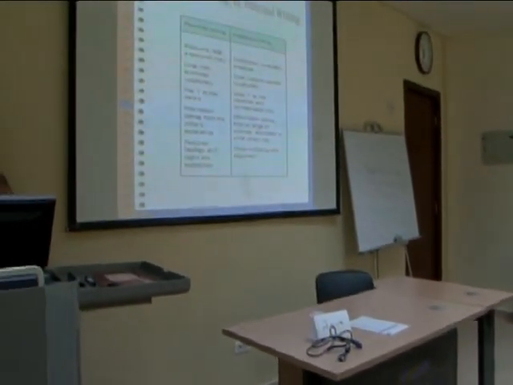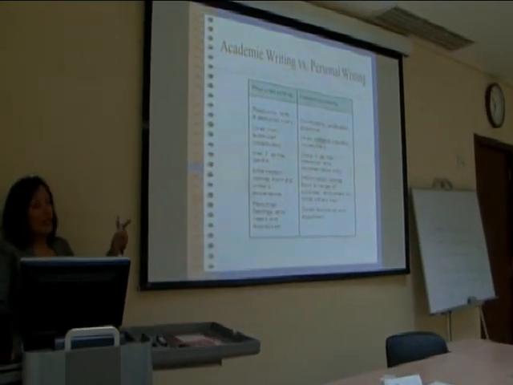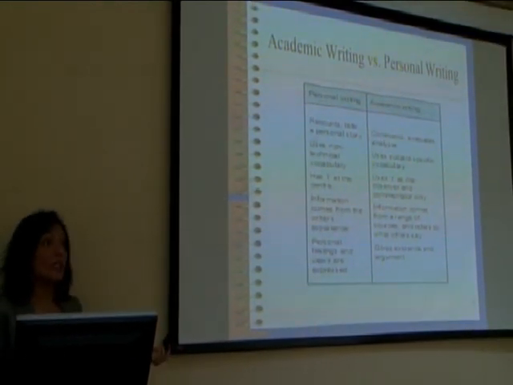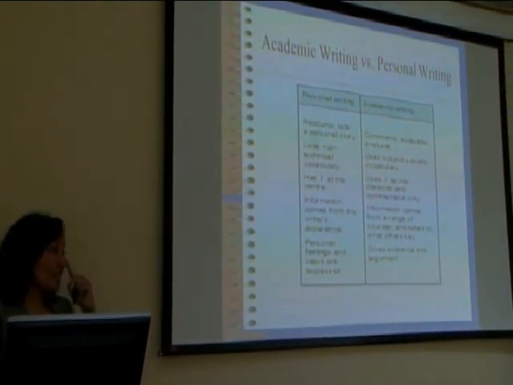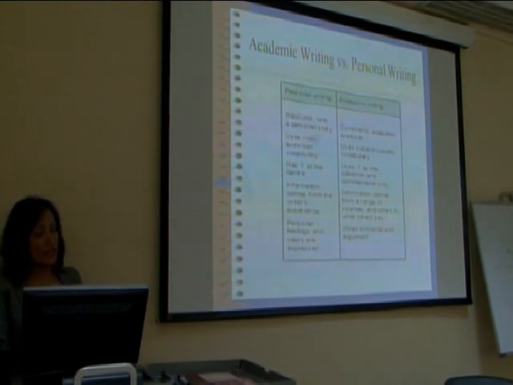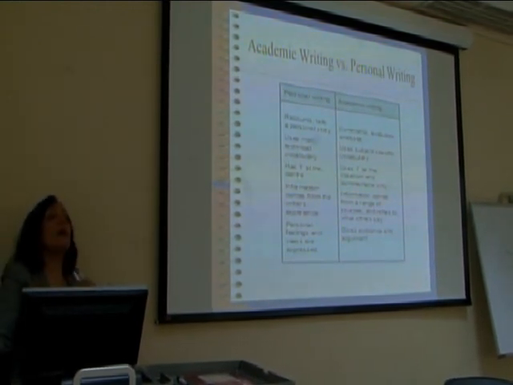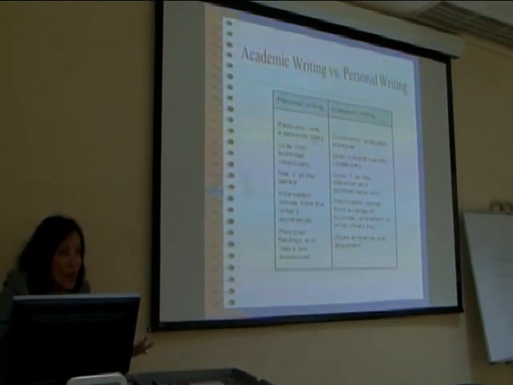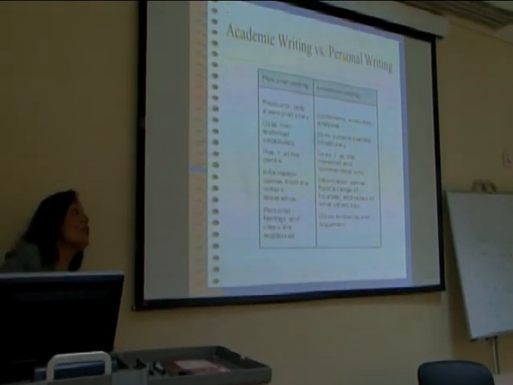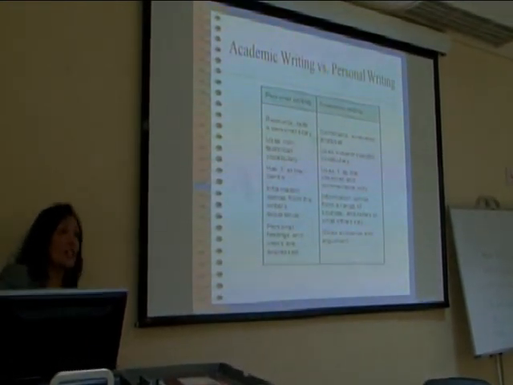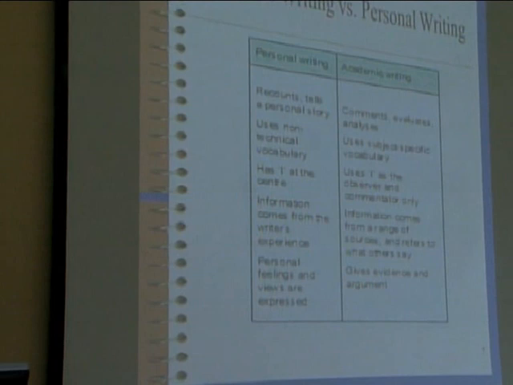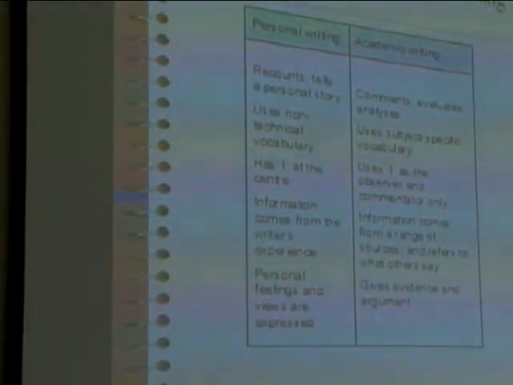And that's why we have this statement. The person writing recounts, tells. A person that's going, "I went to the cinema yesterday and the film was nice," right? And it uses non-technical vocabulary. It has the I at the center as the first sentence. Information comes from my own personal experience. While in fact, as you're going to see in your TMA, you're supposed to be using other information and other knowledge and other experiences by other writers, by other theorists, by other thinkers, okay?